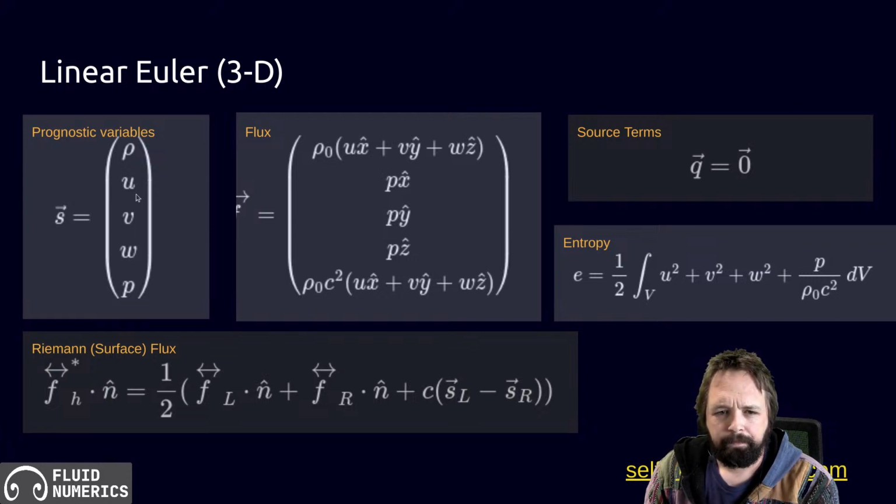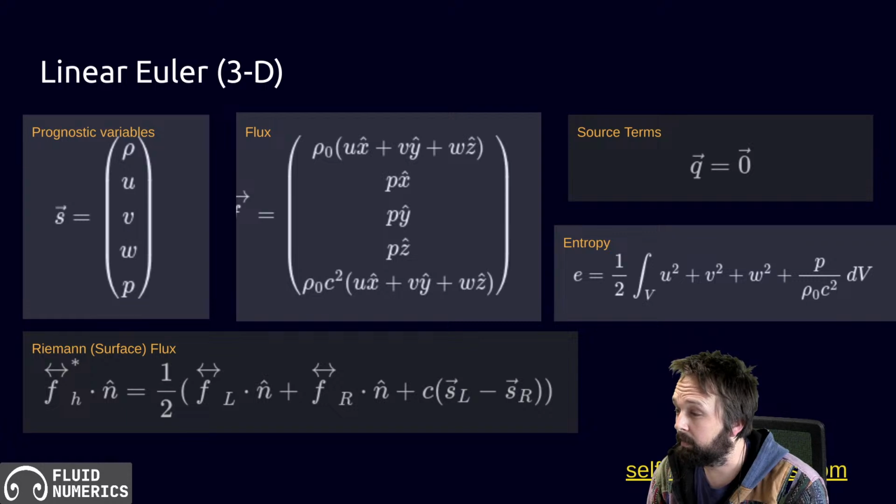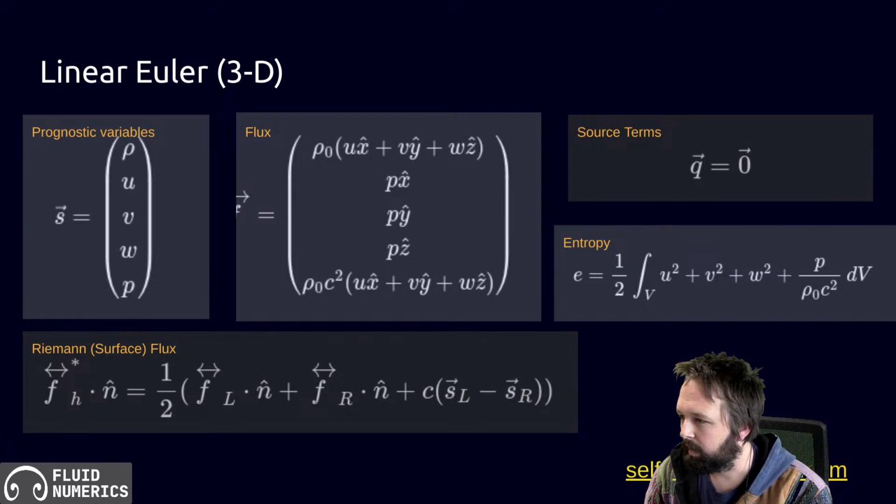The next three variables here are u, v, and w. So these are our three velocity components. Again, linearized off the background state, which is zero flow. And then we have a pressure perturbation off that background state. Now the background pressure is rho naught c squared.